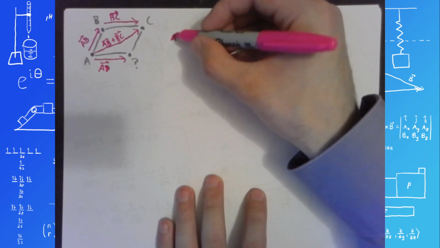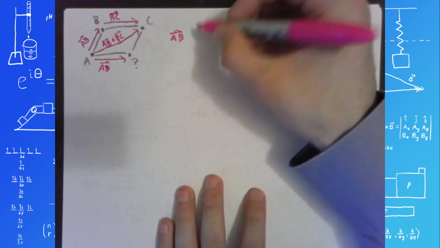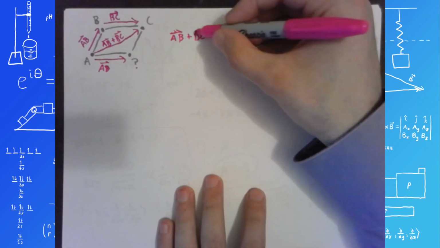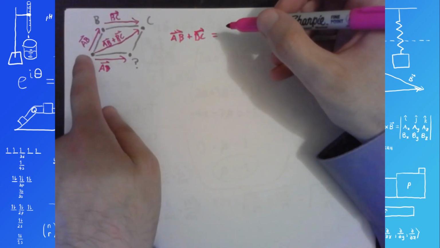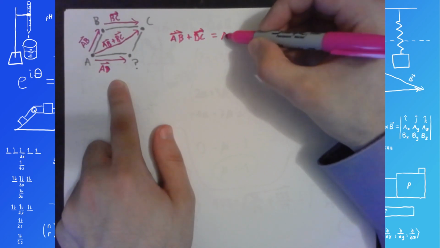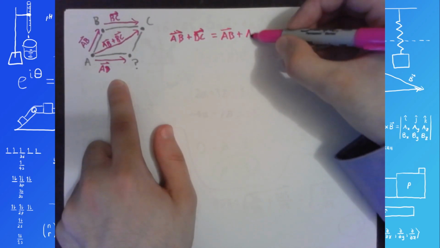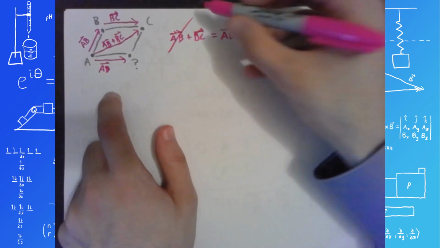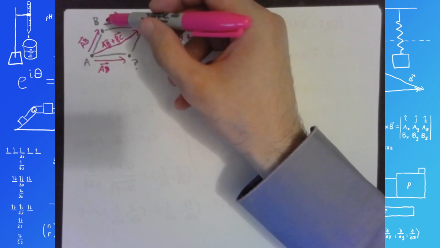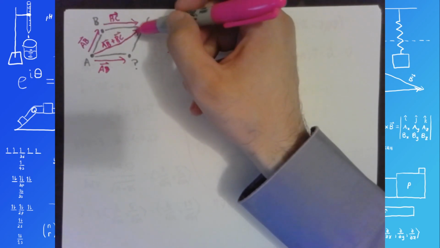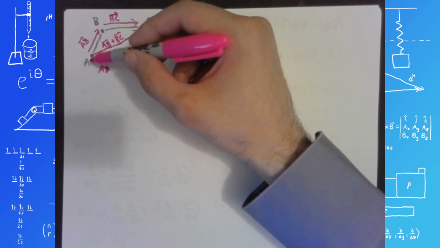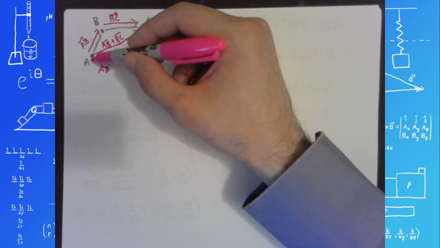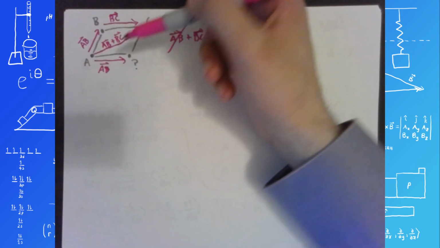So basically the idea is that AB plus BC is equal to AB plus AD, which then implies you can cancel AB on both sides and say BC is equal to AD. BC is the change from B to C, so whatever that change is, the same change exists between A and D. So once you get vector BC, you can just add it to the point A to figure out where the point D is.